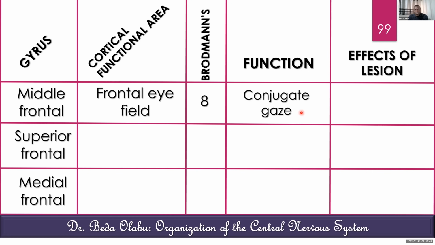So these are functions of the frontal eye field. And so if the two eyes are not able to move simultaneously within the same horizontal plane, it means that one eye may lag behind when the other is moving. There'll be some level of squinting. This particular individual will complain of double vision, what we call diplopia.